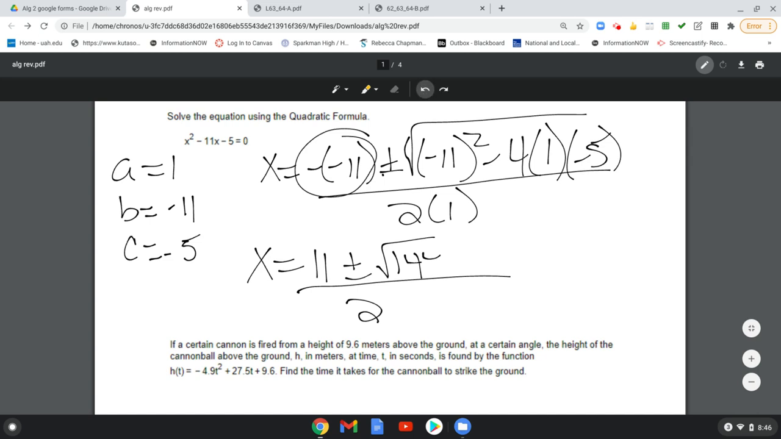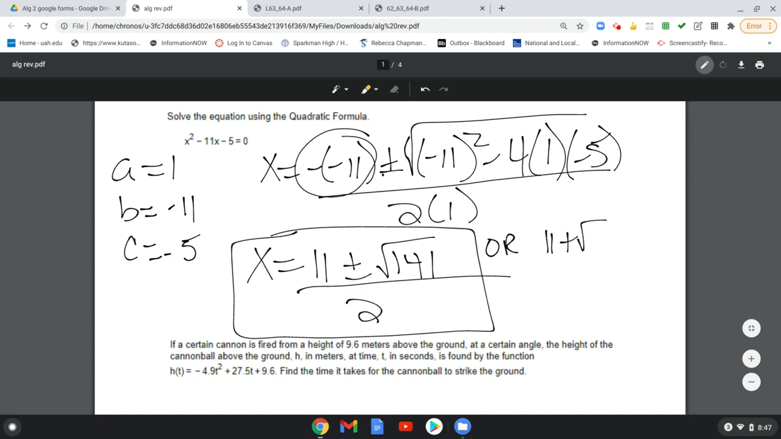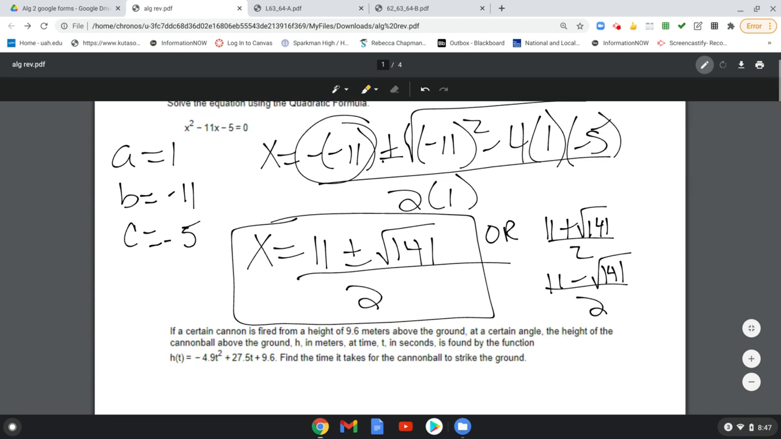Now, you cannot simplify the square root of 141. It does not go down any further. So this would be your answer. Now, I do not know if MathXL wants it as 11 plus square root 141 over 2 and 11 minus square root 141 over 2. So pay attention to that, if they'll take it collectively or if they want it separately.